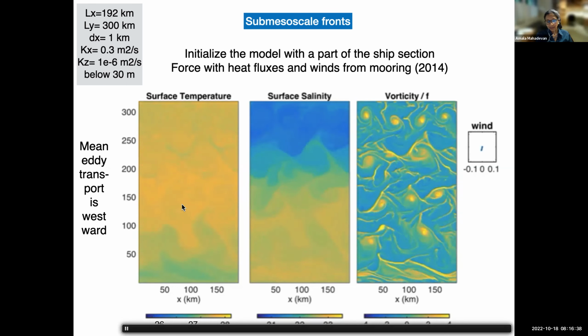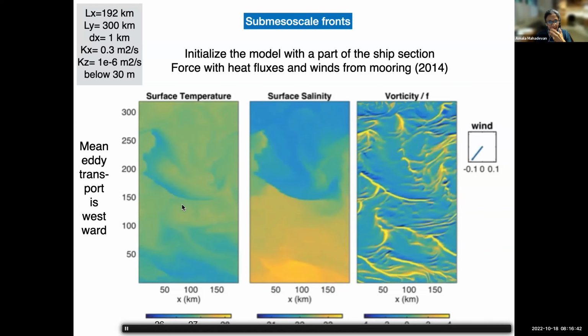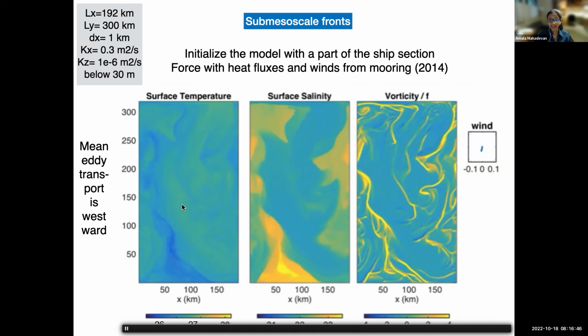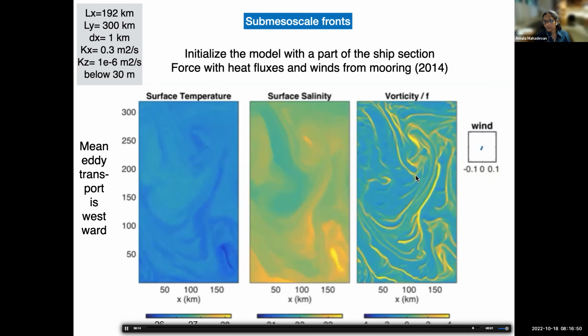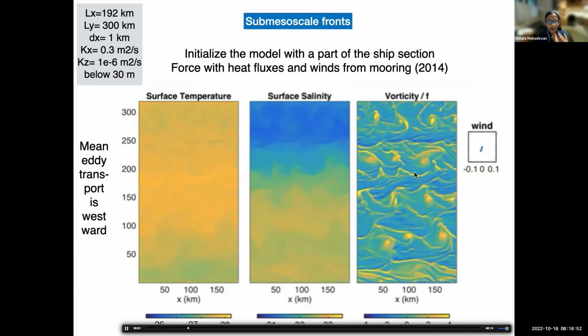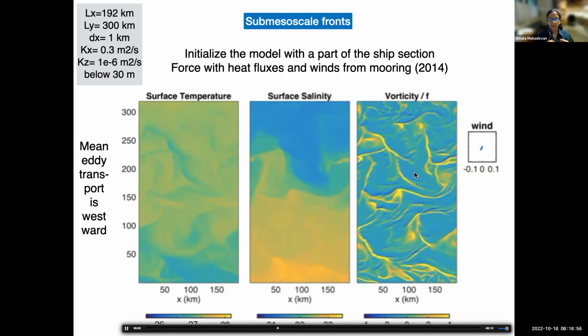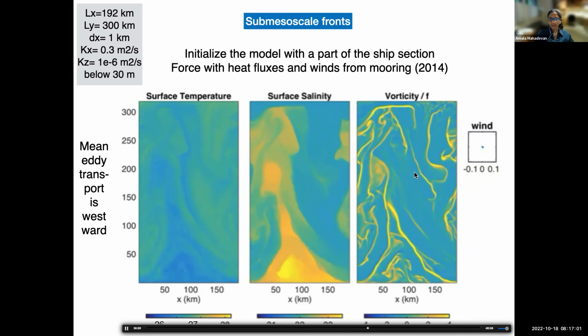So this was an observation of a section from the Bay of Bengal, and I'm looking at surface salinity, surface temperature. Here, the fronts are very much controlled by salinity. And what you see here is the vorticity field at the right. And probably the thing that really pops out here is the filamentous nature of the positive vorticity, right? So this is one of the characteristics of submesoscale dynamics.